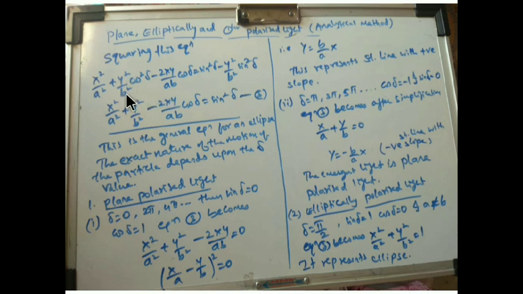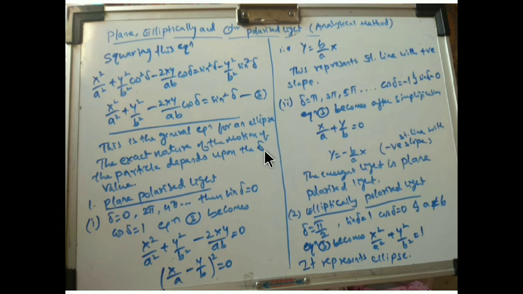So here, y square by b square you are taking outside, so that it becomes sine square plus cos square, so this becomes 1. Therefore we represent it as y square by b square, and this equation we represent as equation number 3. This equation number 3 is nothing but the general equation for the ellipse. So the exact nature of the motion of the particle depends upon the value of this delta.